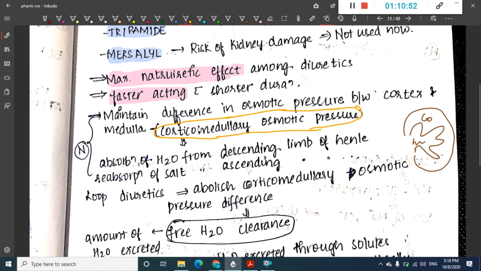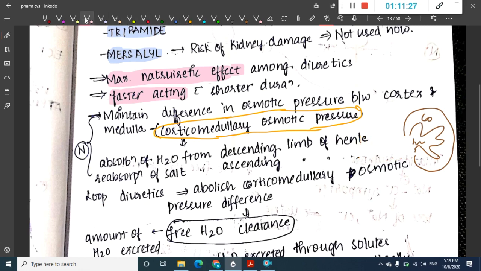So this corticomedullary osmotic pressure is there normally. It is responsible for absorption of sodium in the descending limb of the loop of Henle, and reabsorption of salts, that is sodium and chloride, from the ascending limb of the loop of Henle. This is nothing but the counter current mechanism. You remember that, right? For this counter current mechanism to occur, we require this osmotic pressure. Whenever we use these loop diuretics, what do they do?